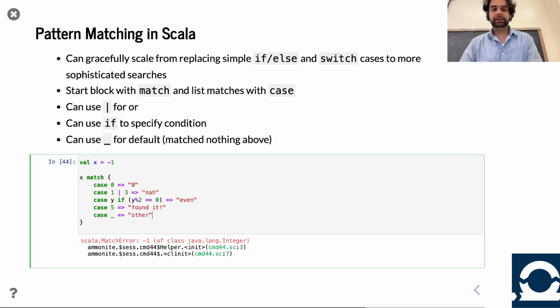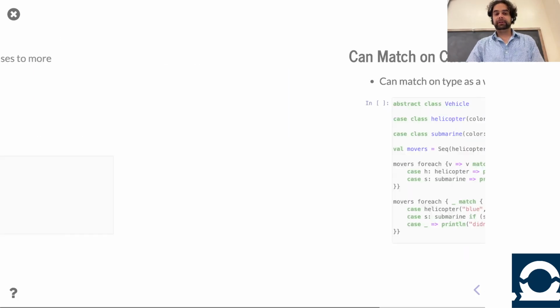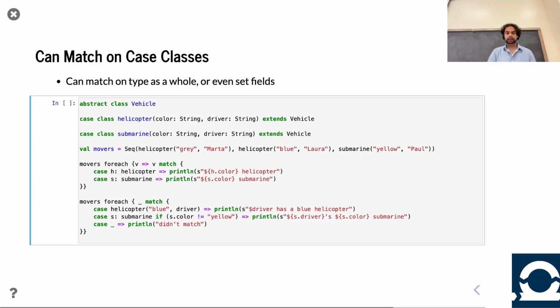Cool. Questions? So this is doing it on a numeric type, right? Where the pattern matching is really powerful is using it for other things. So let's use case class, which I've already been hyping up earlier in the quarter. So we're going to pattern match on case classes. So for fun, let's have vehicles. So we'll have a helicopter and a submarine. They both have a color and a driver, sure.